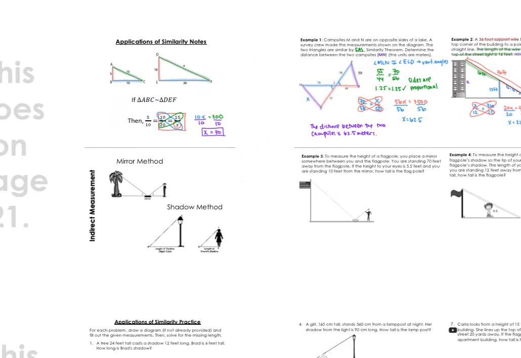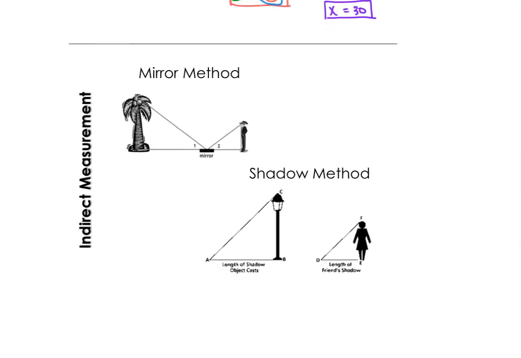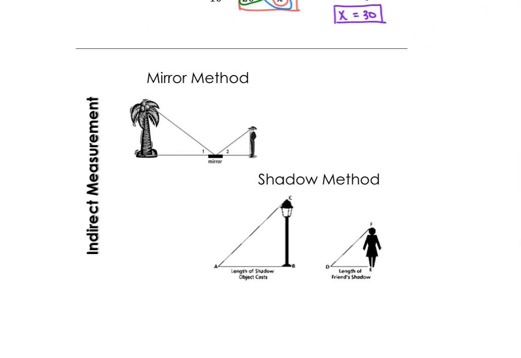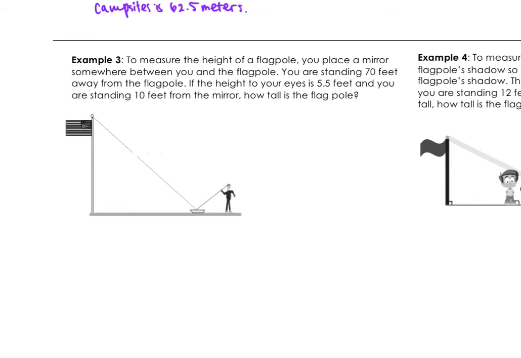Okay, so another way that we can apply similarity is using a method called indirect measurement, and this is basically a way that we can measure tall objects without actually having to physically measure them. So for instance, a tall tree or a tall light pole, we maybe don't have a measuring tape that's long enough, so what we can do is use what's called the mirror method or the shadow method. When you use the mirror method and the shadow method, you end up with similar triangles, and you can do basically what we've been doing, set up your ratios and cross multiply to solve. So let's take a look at example 3.